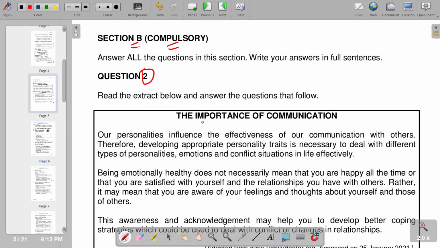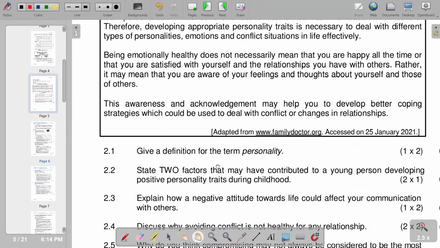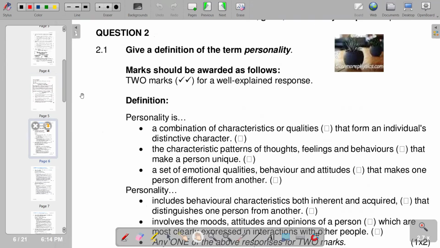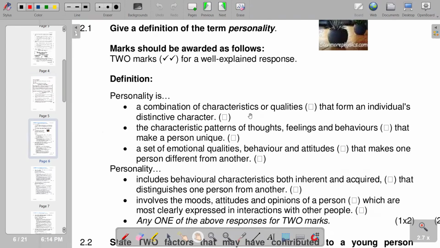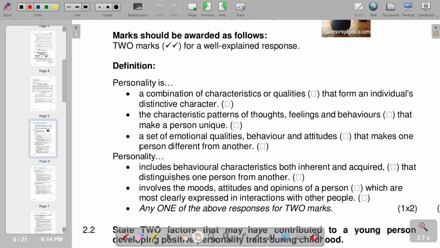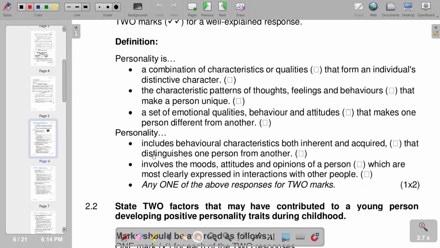So you're given an extract of the importance of communication. You just need to go through the extract that you have. And then I believe that we've got the question part whereby the first question reads, give a definition for the term personality. We know that personality generally is a set of emotional qualities, and also we can talk about the behavior and the attitude that makes one person different from other people. So that is personality. We have brief descriptions of personality according to our answer section, whereby we are saying personality is a combination of characteristics or qualities that form an individual's distinctive character. And we have further explanations that are also correct about personality. Any of the points can be correct and can give you 2 marks.